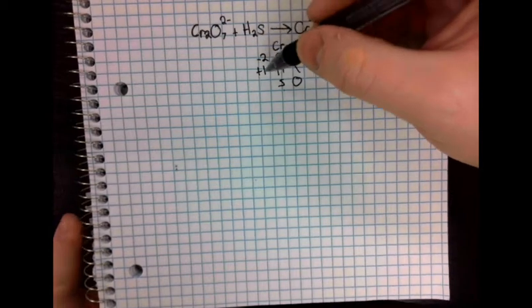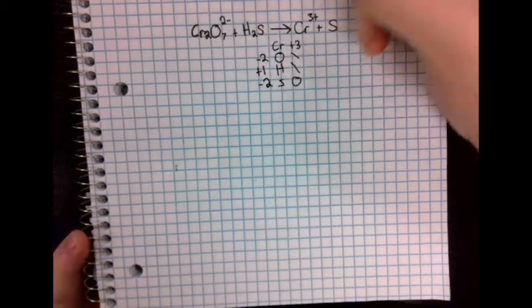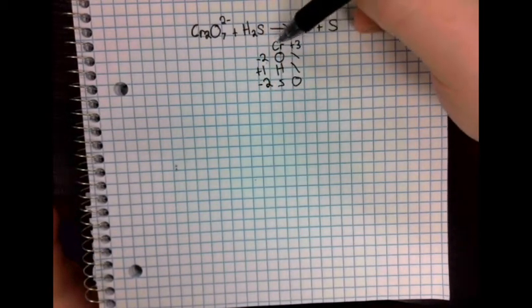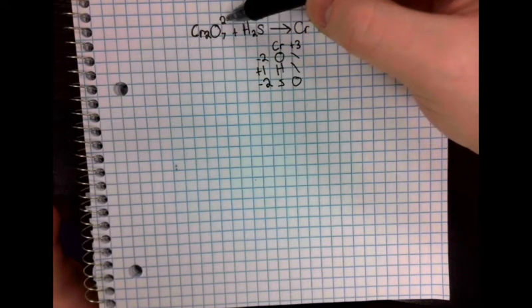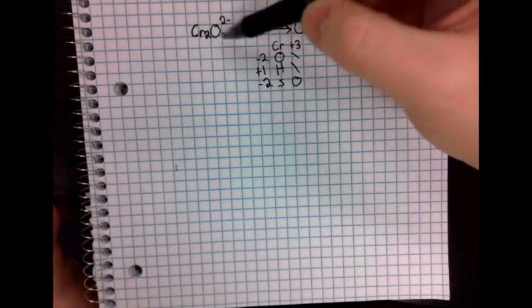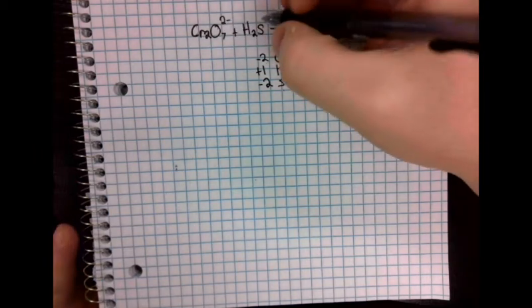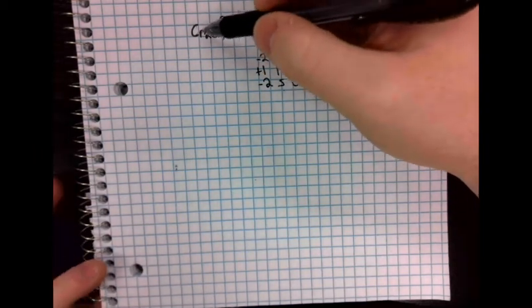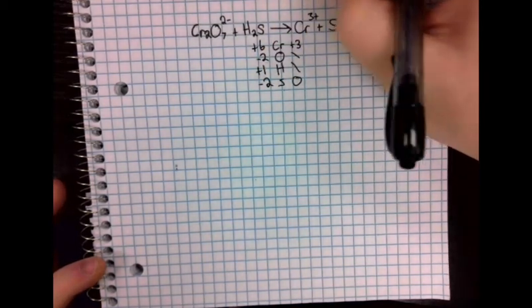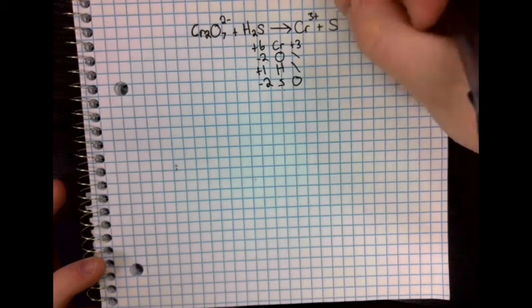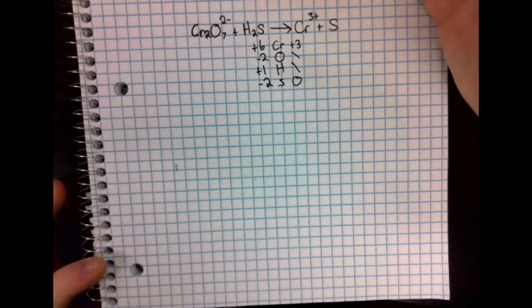So looking over here, if our H's are +1, our S must be -2. And if our O is -2, that's -14. We have -2. We want to get to -2 from -14. We would need +12, and there's 2 of them. So it's going to be +6.